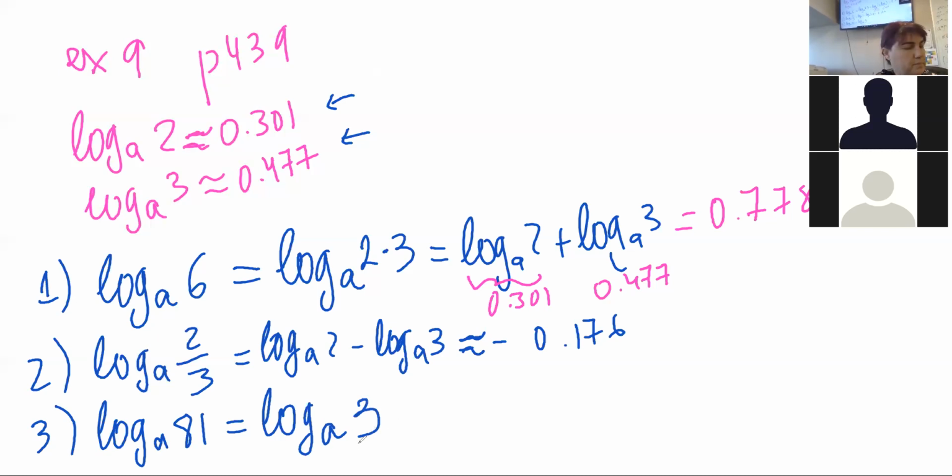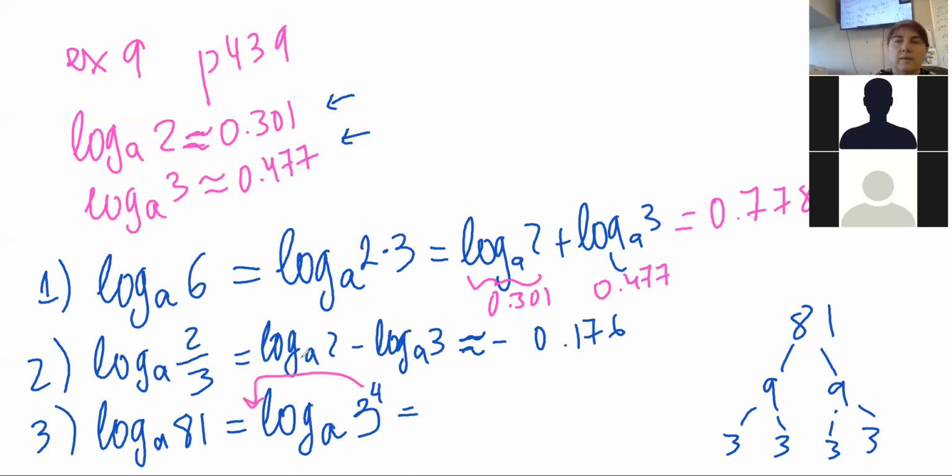What is 81? 81 is 9 times 9, which is 3 times 3 times 3 times 3. So it's 3 to the power of 4. And when you bring the 4 in front, the whole thing would be 4 logarithm of 3. Then you can substitute this logarithm of 3 with 0.477. Okay. And then continue.